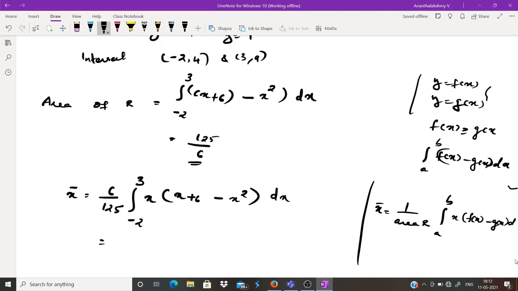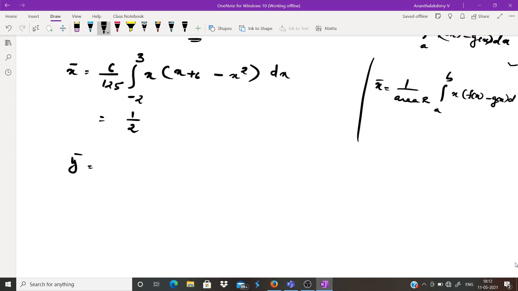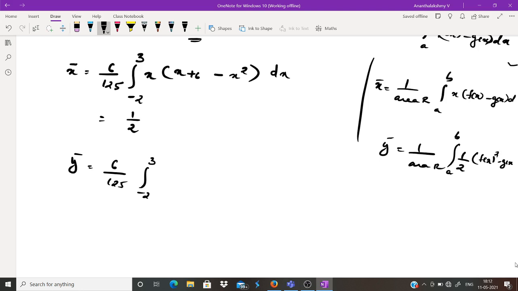Next is y bar. This y bar is 6 by 125, integral -2 to 3, times, that is the formula, half f of x the whole square, but here it turns to the form half f of x the whole square minus g of x the whole square, not f of x minus g of x the whole square. It takes the form f of x square minus g of x square dx.